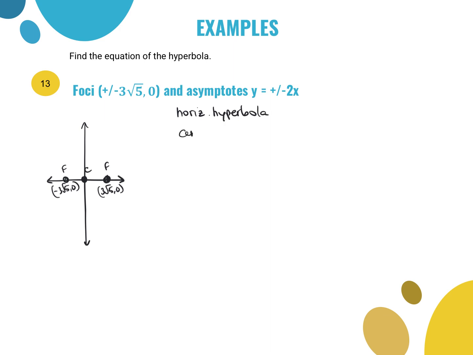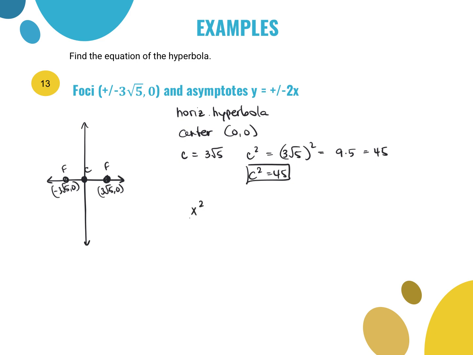I know my center is located at 0, 0. I know the c value is the distance between the center and the foci. So my c value is 3 radical 5. So I know that c squared equals 3 radical 5 squared, which equals 3 squared is 9 times 5, or 45. So c squared is 45. So that's what I got from that. And then it tells me my asymptotes.